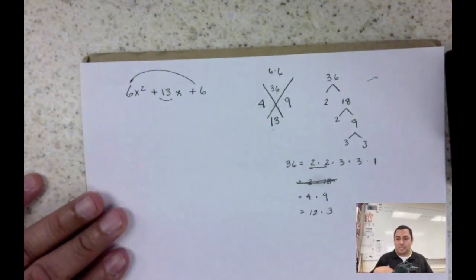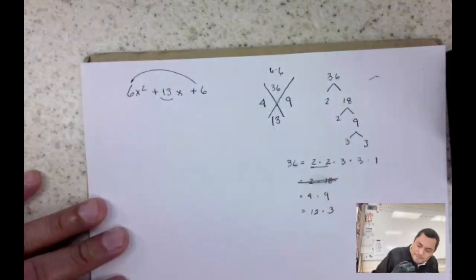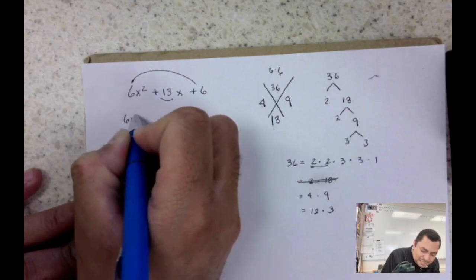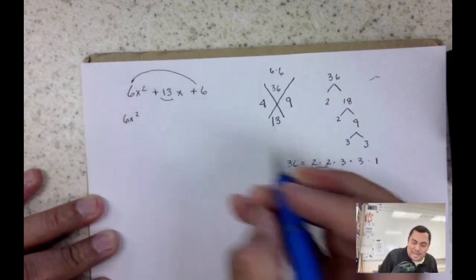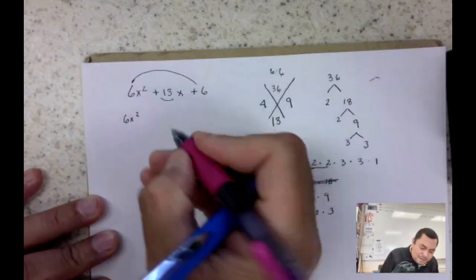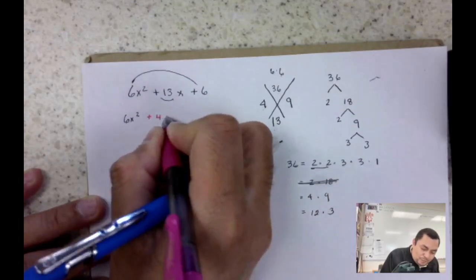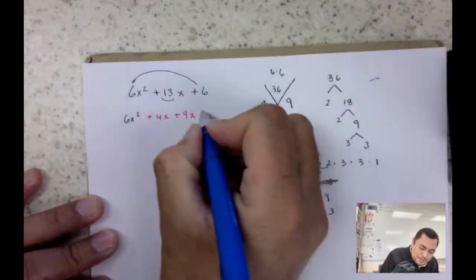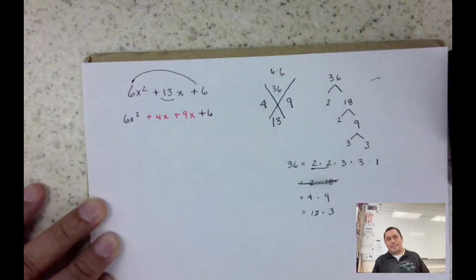So now I proceed to step number 2, which is writing my trinomial: 6x squared plus 13x, but I know that 13 is 4 plus 9, so it becomes 6x squared plus 4x plus 9x plus 6.